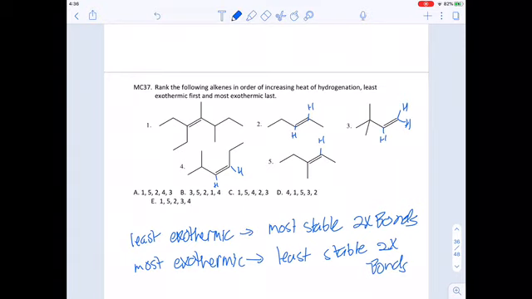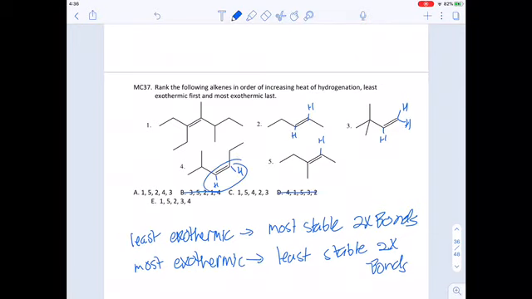So right off the bat, you know that number 1 is going to be your least exothermic because it's the most stable. And then since 5 is the only one with 1 hydrogen on it, 5 is going to come next. So you can eliminate any of the answer choices that aren't 1, 5 as the first two. So you can eliminate B and D. Now you want to compare the ones that have 2 hydrogens on it because those are the next most stable.